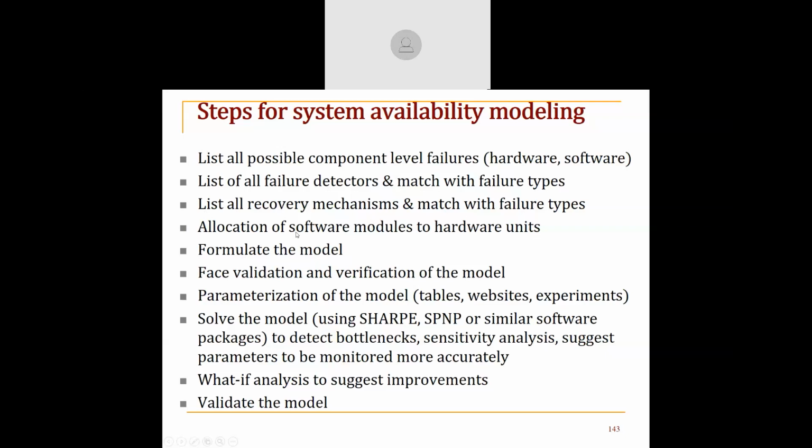This was given to us in the SIP case, but there could also be something to be determined to optimize availability. Then you can formulate the model, and we can check with the people who know the system very well, explain to them the model you have come up with, and if they agree, then you've done phase validation. Then you have to parameterize the model, which some of the parameters may come from tables, some from websites, some from experiments, and then solve the model using one of the tools to detect bottleneck, sensitivity analysis, suggest parameters to be monitored more accurately, and so on, and what if analysis to suggest improvements, and so on.